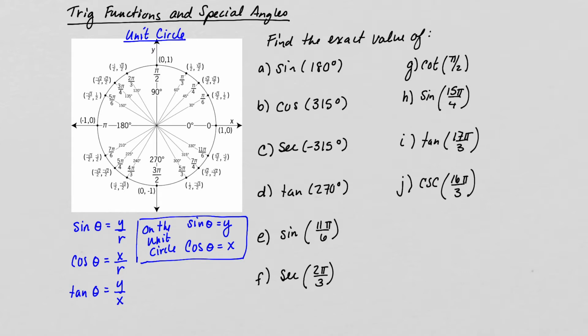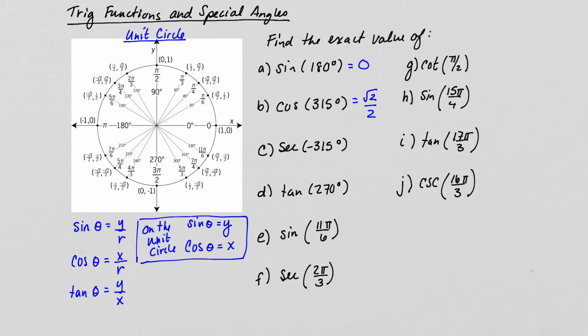Okay, so my first problem here says the sine of 180 degrees. So I'm going to find 180 degrees. So here's 180 degrees. Sine is the y value. We're going to look here at my point. The y value here at my point is 0. So the sine of 180 degrees is 0. The cosine of 315 degrees. So I'm going to find 315 degrees. The cosine is the x value. The x value is √2/2. So this is going to be √2/2.